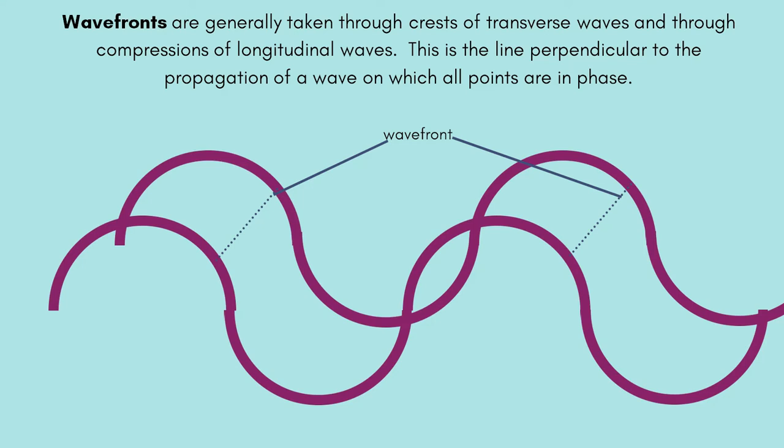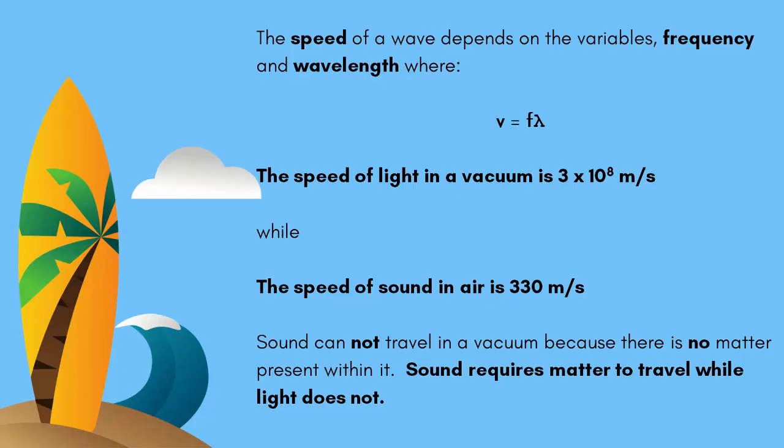Wavefronts are generally taken through crests of transverse waves and through compressions of longitudinal waves. This is the line perpendicular to the propagation of a wave on which all points are in phase.